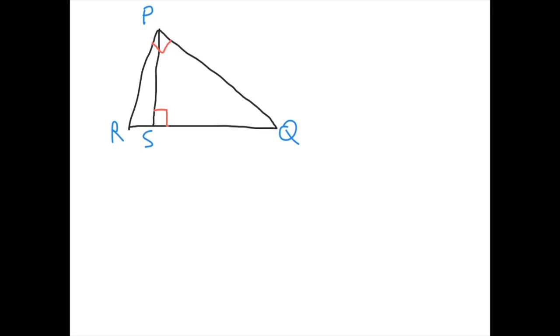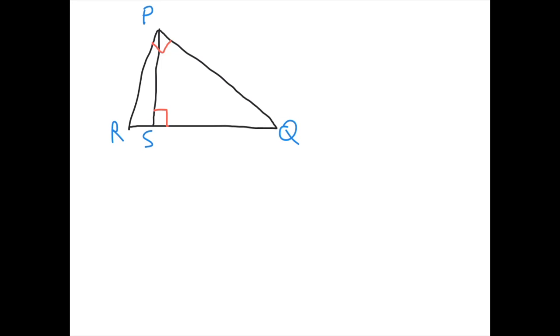So now, why geometric mean is important in geometry. There are two cases that geometric mean can be used in geometry, both of which deal with right triangles. So in this case, we've got a right triangle, P, Q, R, and we've dropped an altitude in the triangle.